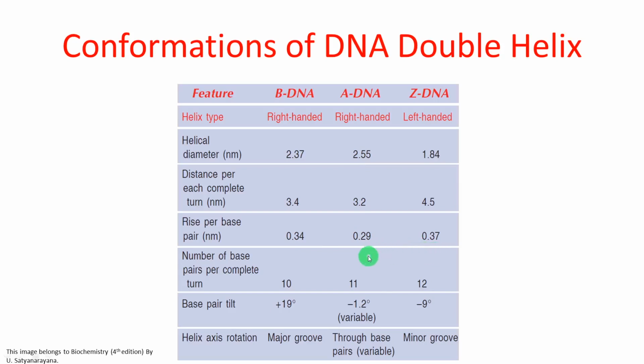And for the number of bases in one complete turn of DNA, in B DNA it will be 10 base pairs per complete turn, in A DNA it will be 11 base pairs per complete turn, and in Z DNA it will be 12 base pairs per complete turn. Now, if you properly compare these 3 DNAs, you can easily predict that the DNA which we have studied up till now was B DNA.